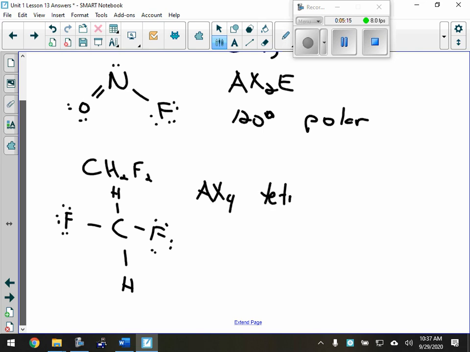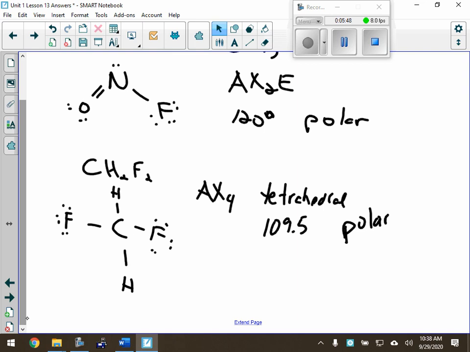Well, what shape? You said you were going to do it. Tetrahedral. What's the bond angle? 109.5. Polar or non-polar? We did this one in class the other day. Polar. Okay. Are all the X's the same? No. And I know it looks like they cancel out, but they don't.